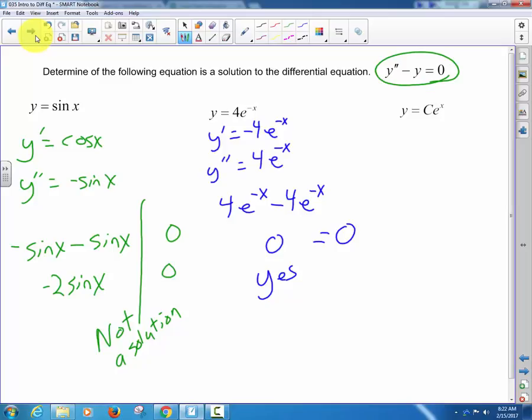So do you agree that that is a solution to the differential equation? Because when we simplify the left side of y double prime minus y, we get to 0. We get to the point that we can say this equation, no matter what x is, is going to be equal to 0, and 0 is equal to 0. So yes, it's a solution to the differential equation.